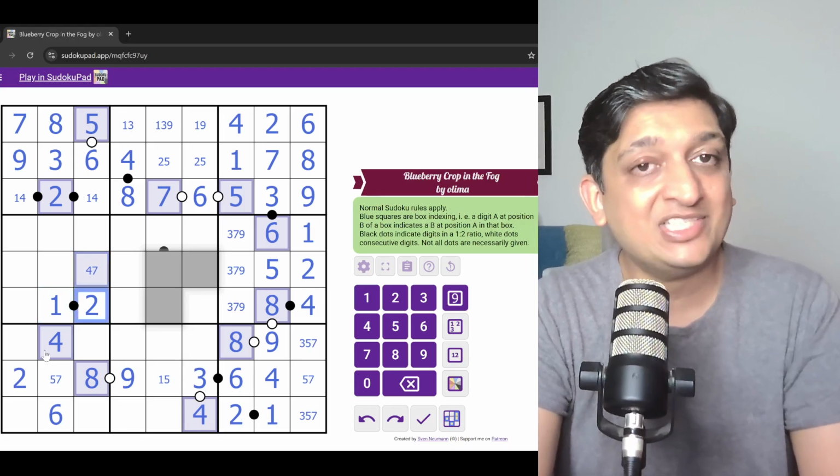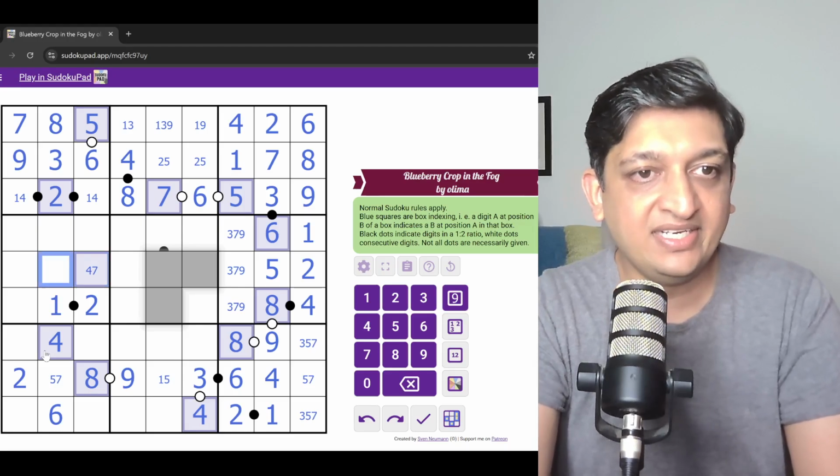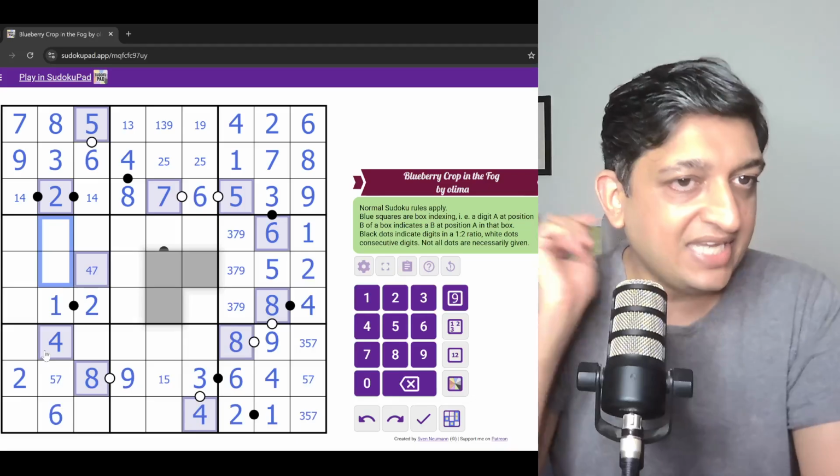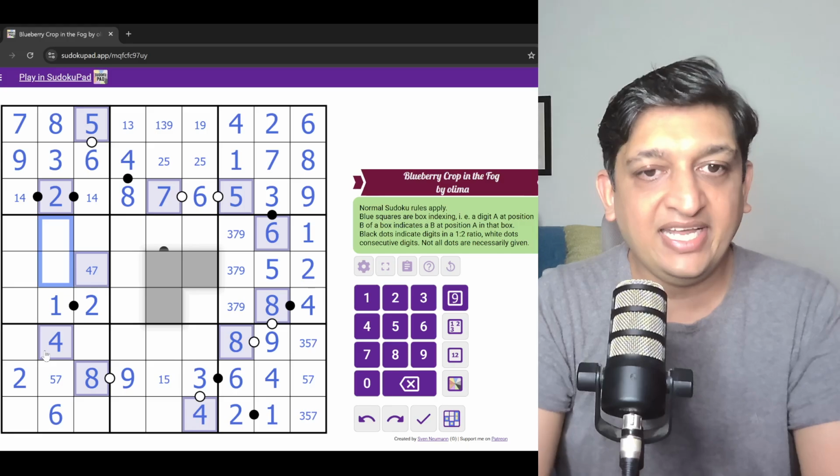If this is a 9, this has to be a 6, which is not possible. So this box either has a 4 or a 7 in it. Let's try to fill these two boxes as well. We have 1, 2, 3, 4, 6 and 8. So 5, 7 and 9 are pending.